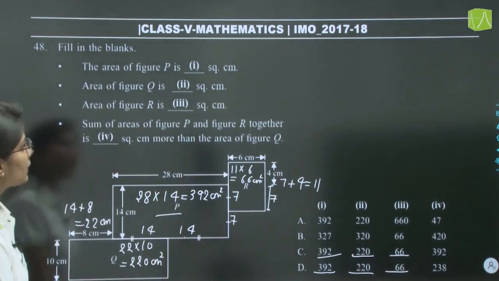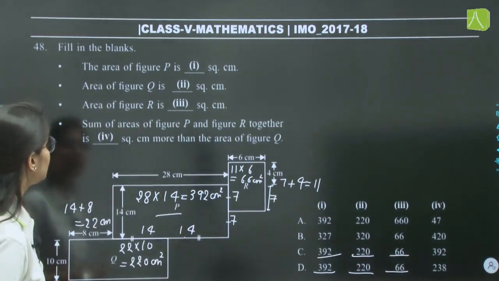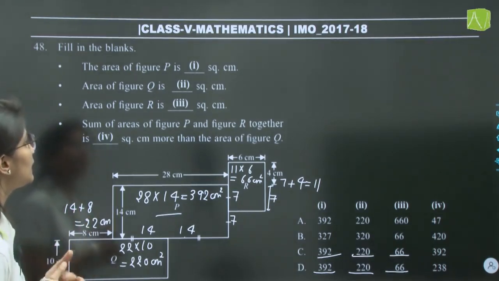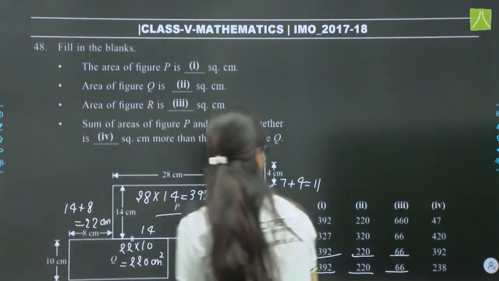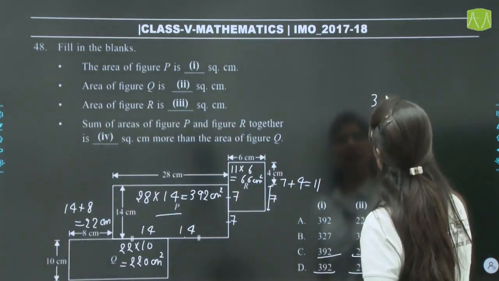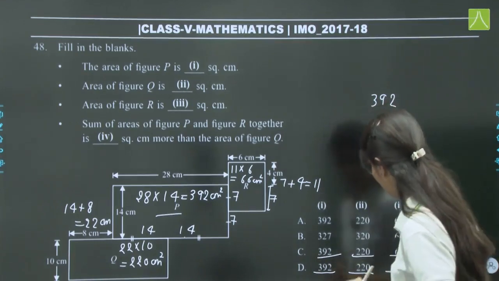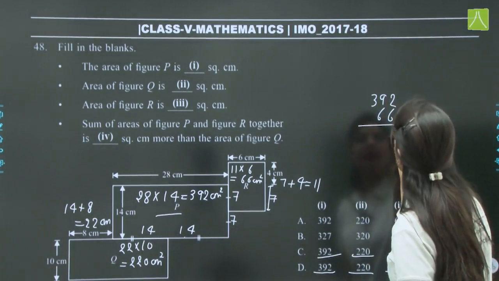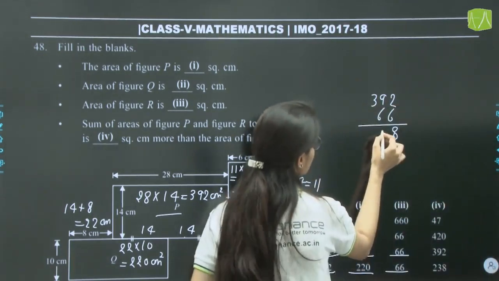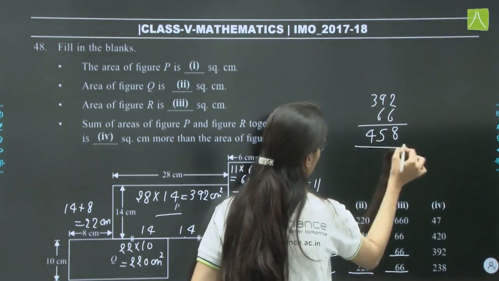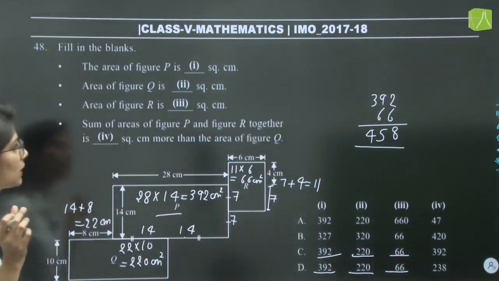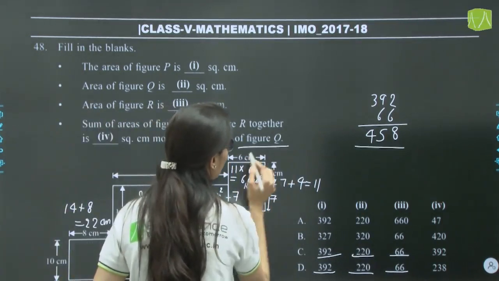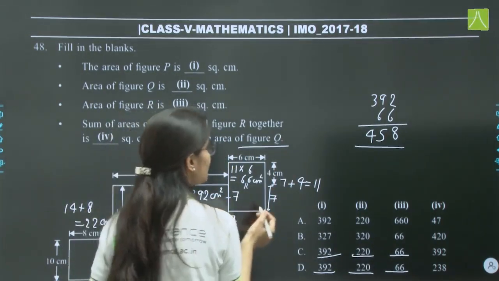The sum of areas of figure P and figure R together is how many square centimeters more than the area of figure Q. So figure P plus figure R, 392 and 66. So you have to add this area of figure P and R. It will be 6 plus 2, 8, 9 plus 6, 15, and it's 458. So this is the sum of the areas of figure P and R. Now you know the area of Q is 220. So how many more square centimeters?